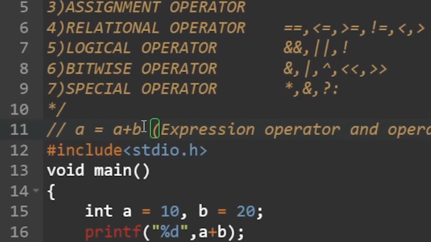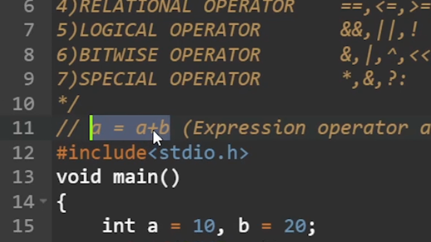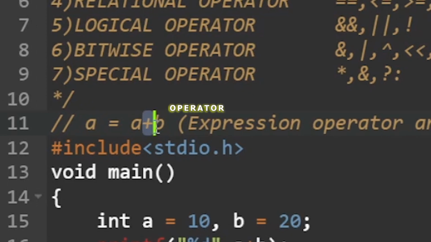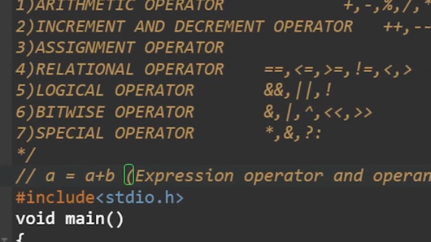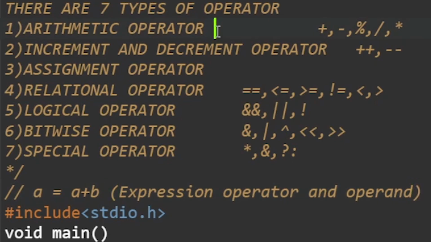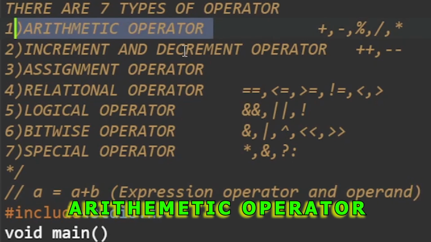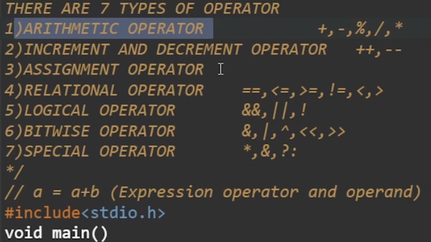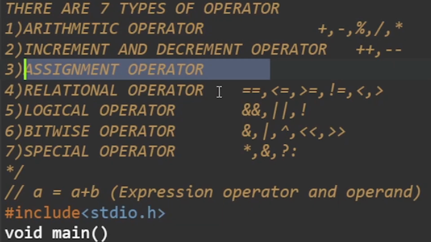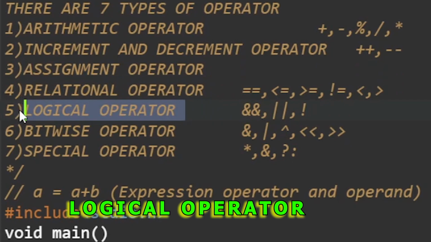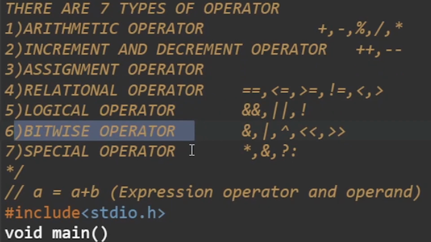Which is the operator in this entire expression? This plus is an operator. The A and B participating in this expression are operands. So the combination of operator and operand is an expression. We have 7 types of operator: arithmetic operator, increment decrement operator, assignment operator, relational operator, logical operator, bitwise operator, and special operator.